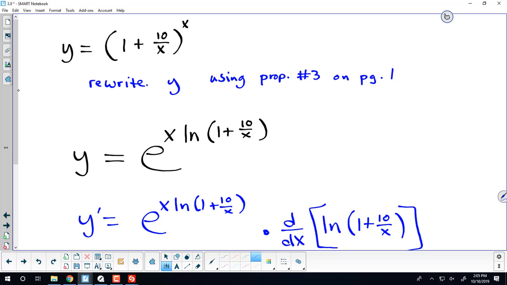In that derivative at the bottom, shouldn't there also be an x in for the natural log? Oh, yeah, thank you. We forgot that. So, yeah, the derivative of the entire power, yeah, thanks.